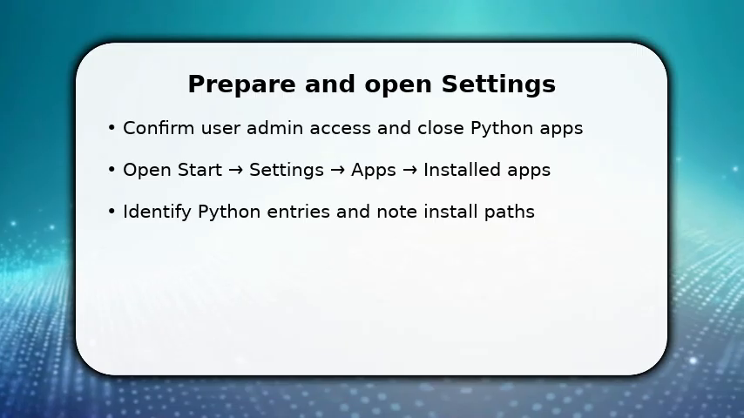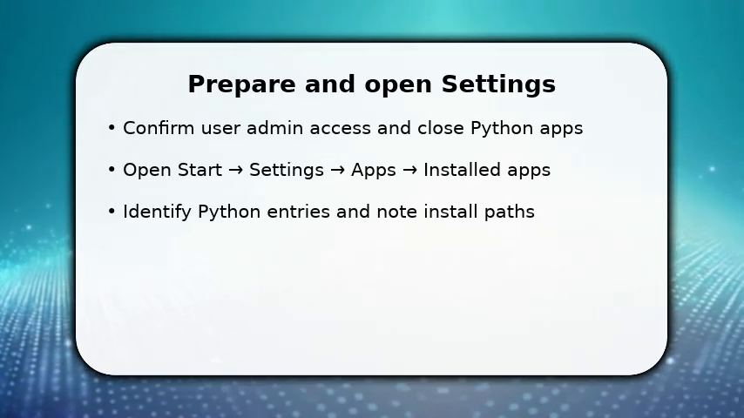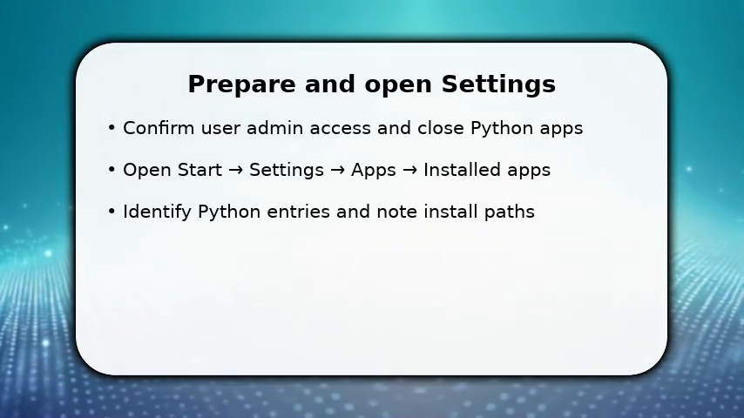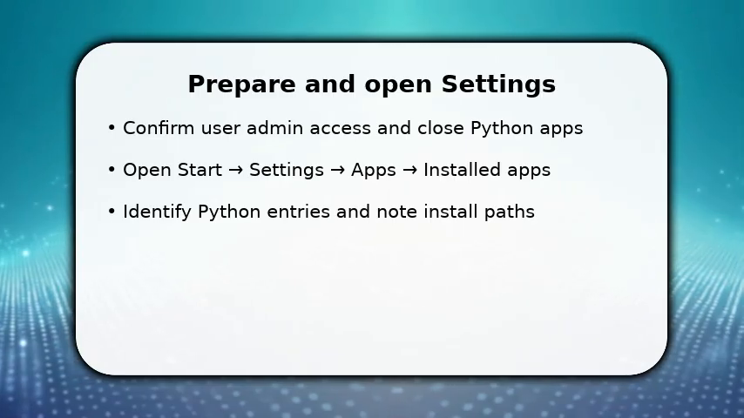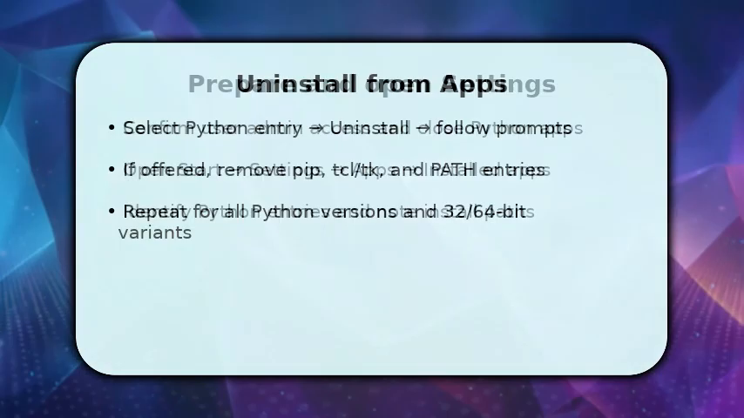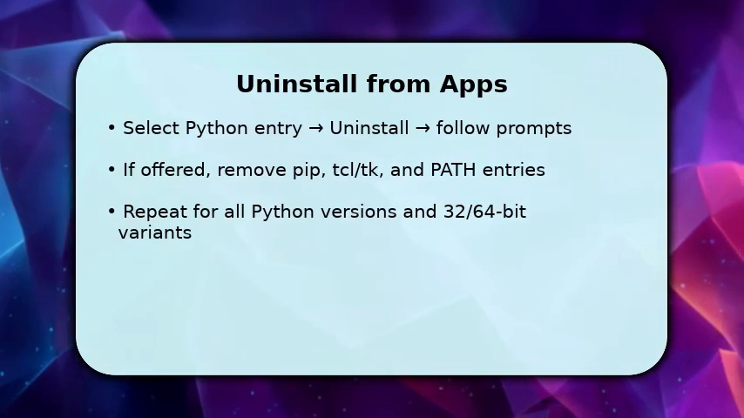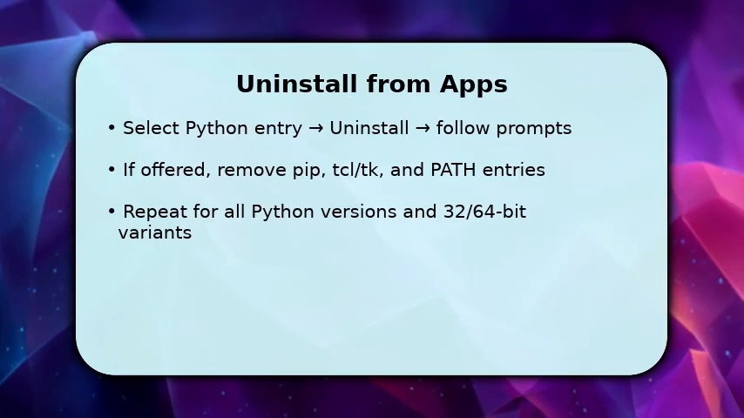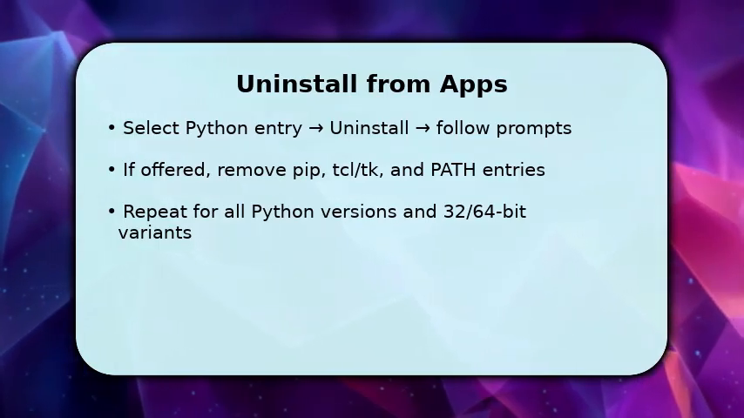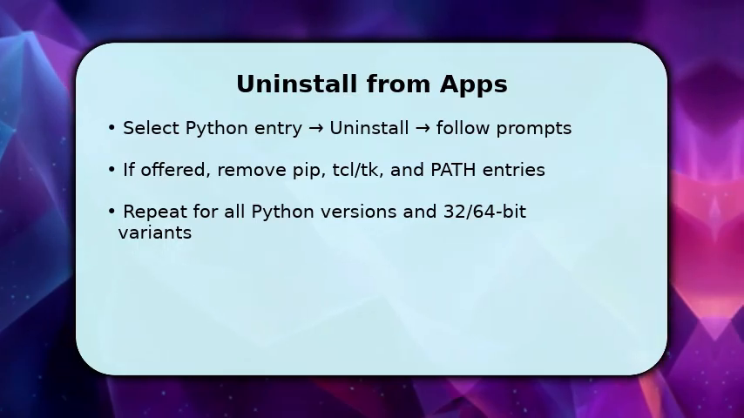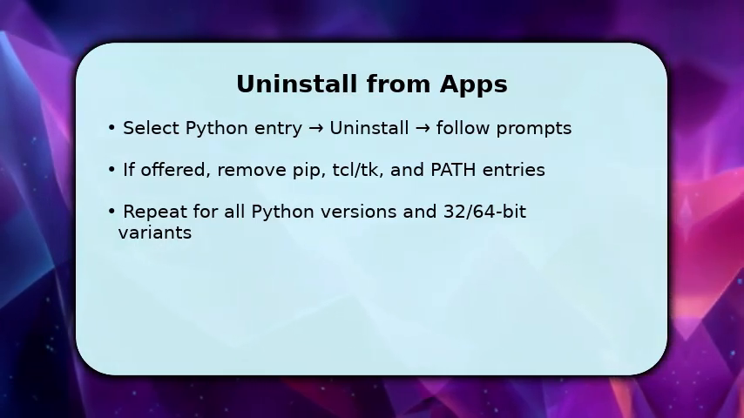In Installed Apps, click the Python entry and choose Uninstall. Follow the uninstaller prompts and accept removal of optional components like pip and tcl/tk when asked. If the uninstaller asks about modifying path, agree to remove Python entries so future commands won't resolve to missing executables.